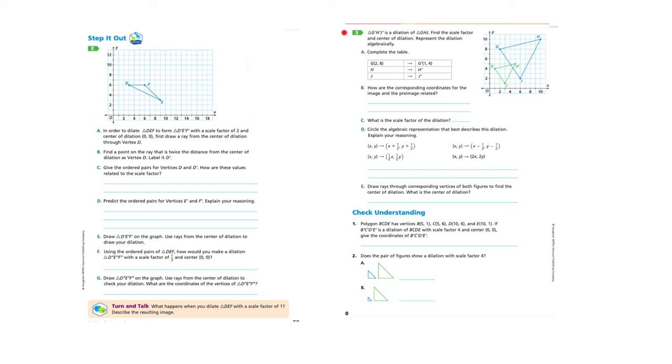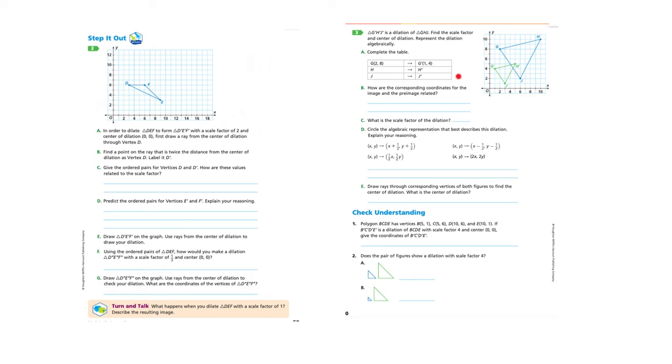So now let's look at number 3. G prime, H prime, J prime is a dilation of GHJ. So this is the pre-image, this is the image. Find the scale factor and center of dilation. Represent the dilation algebraically. So that's what you're going to do in A through E.